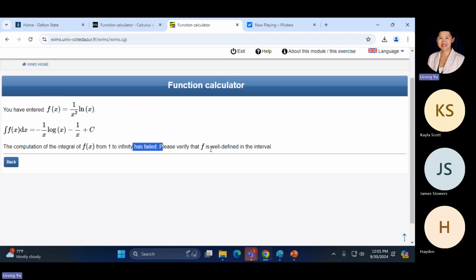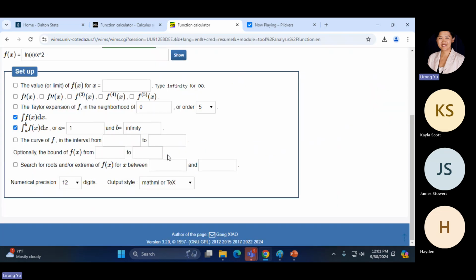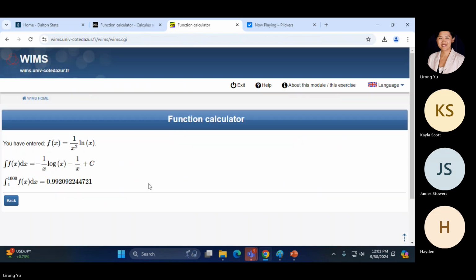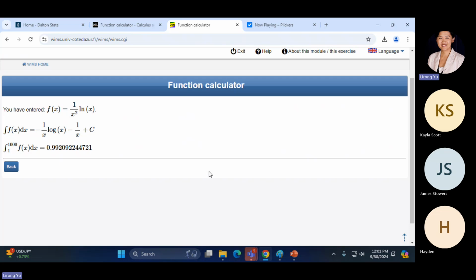It has failed, it's an improper integral. It's verified as a well-defined integral. Okay, so obviously it won't affect. So it diverges, I see. So I still feel like the limit should be one because I put a really large upper limit there that's like almost one. And as x gets bigger and bigger, the limit should be roughly one. You don't see a large number there.